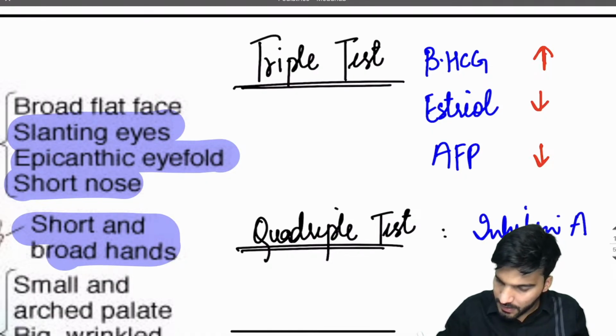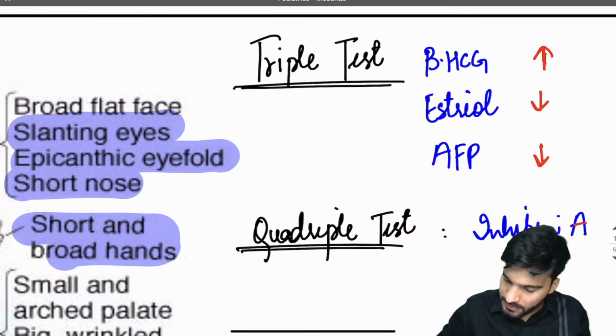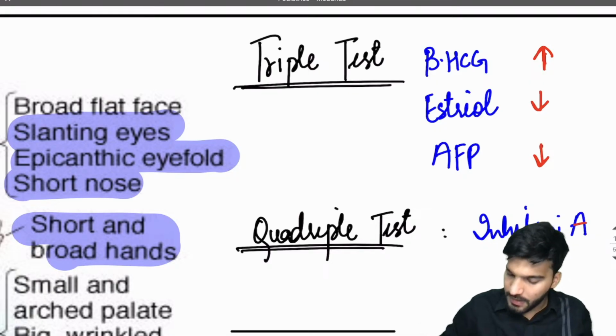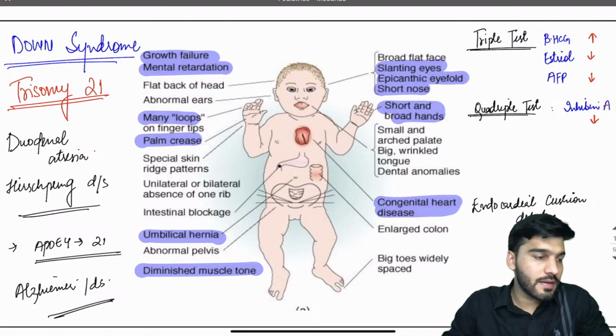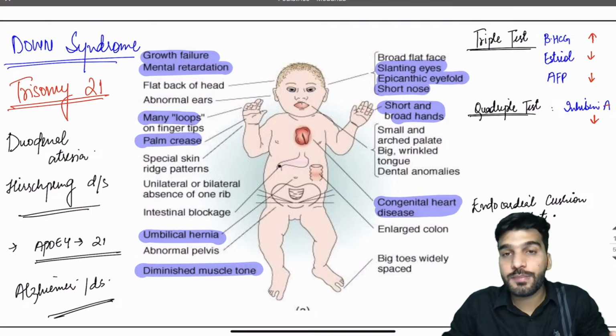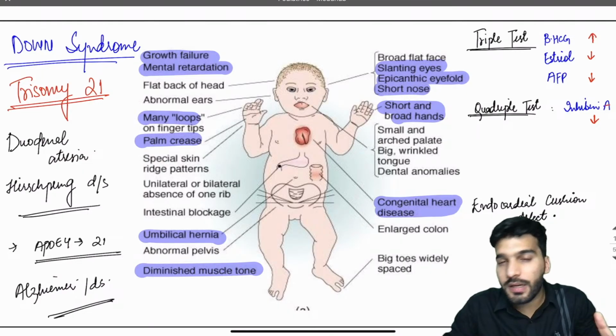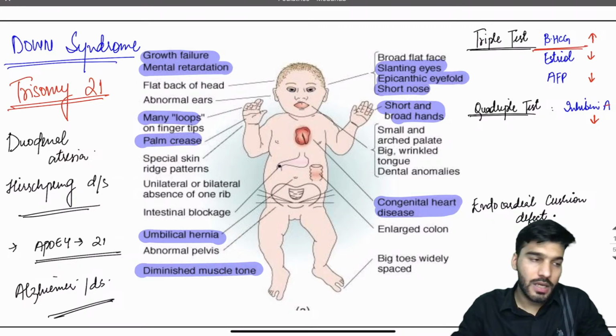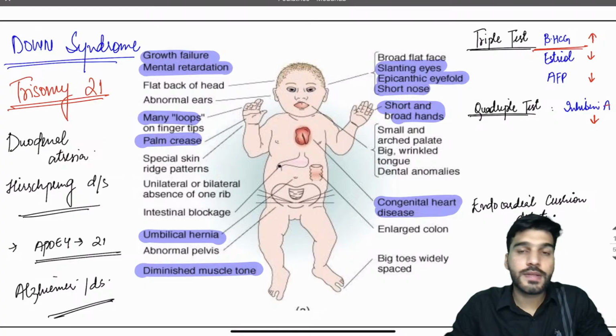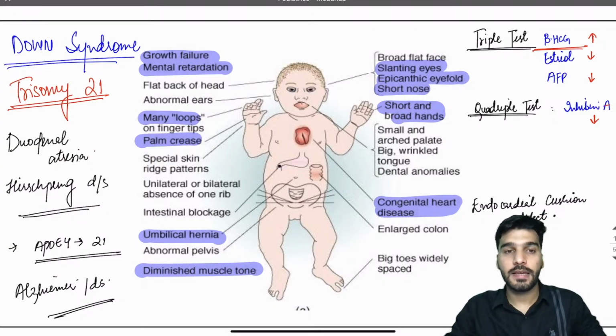So inhibin A is decreased in Down syndrome. So 2 questions from this particular thing. Either they ask the components of a quadruple test and the triple test, which we have already discussed in obstetrics and gynecology. But here, do remember, in the quadruple test of Down syndrome, beta HCG is increased, rest all are decreased. Clear?